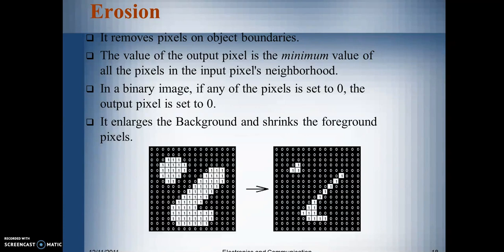So here erosion enlarges or grows the background pixels and shrinks the foreground. So you can see it leaves only the border area. We can extract all the intermediate portions and make them background. Okay. So it is the opposite operation of dilation.